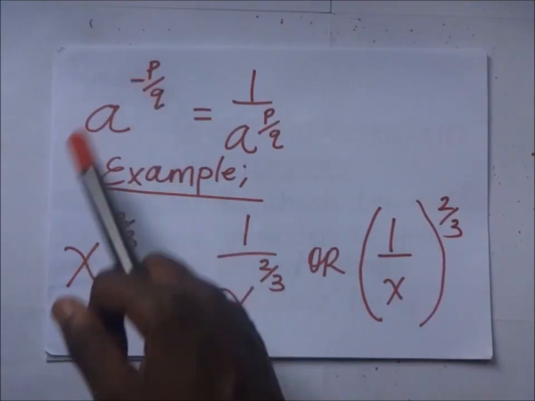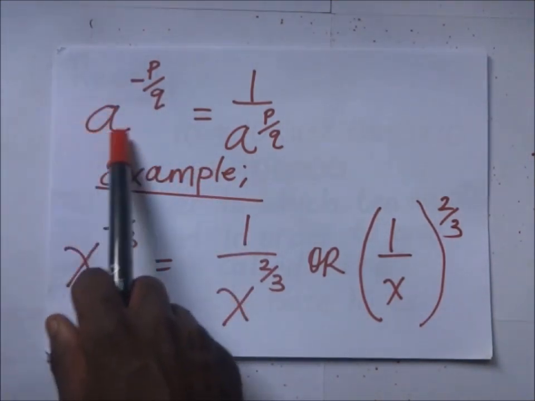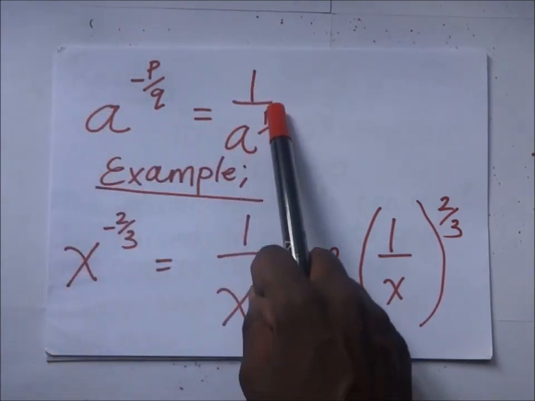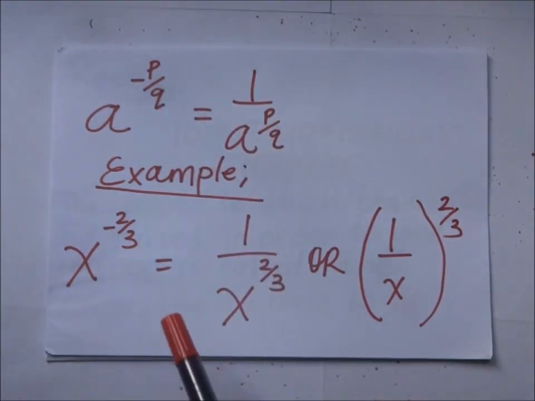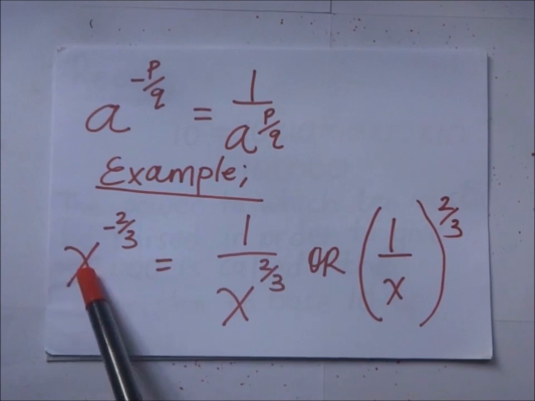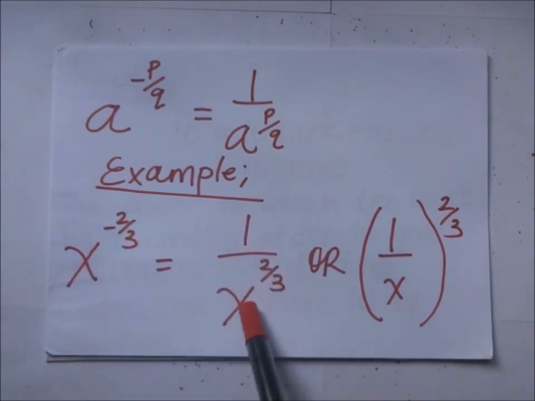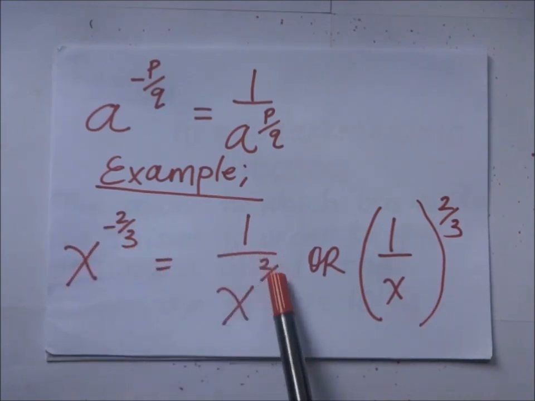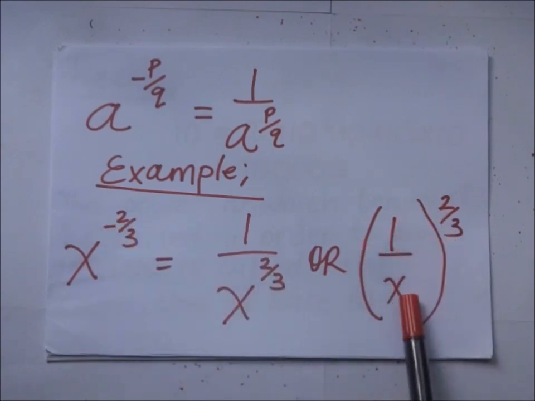A to the power negative p over q is going to be equal to, now for us to remove this negative, we have to find the reciprocal of a. And definitely the reciprocal of a is 1 over a to the power p over q without the negative. This is well illustrated in our example, x to the power negative 2 over 3. For us to remove that negative, this is the same as 1 over x to the power 2 over 3 without the negative, or it is the same as 1 over x, everything to the power 2 over 3.